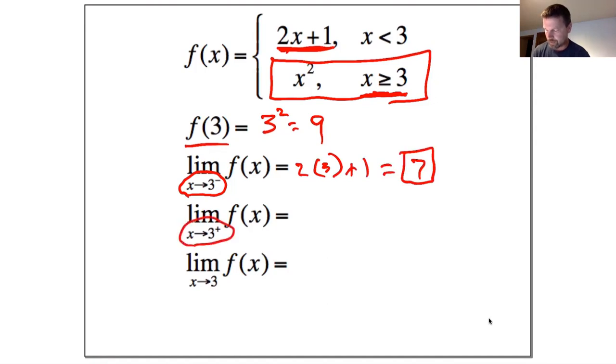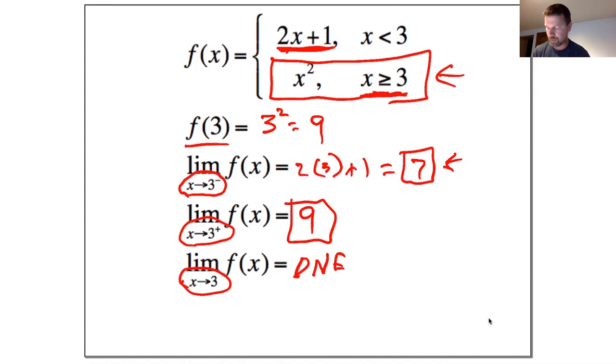From the right side, well, then I would read this graph here from the right. So I'll plug the 3 in, 3 squared again, that's 9. And then it's asking if the limit exists as x approaches 3, and I would say no, the limit does not exist. Because from the left side, the limit was 7. From the right side, the limit was 9. That's not the same number, so the limit doesn't exist.